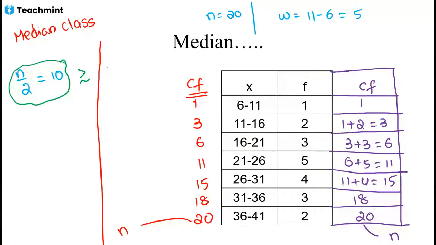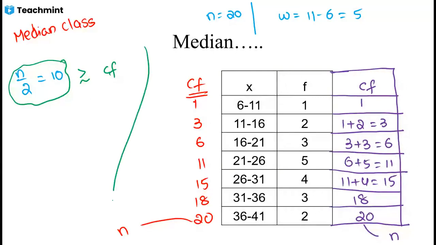Cumulative frequency, sorry. We need the cumulative frequency which is greater than 10 and near to 10. Which class is having greater than or equal to 10, near to that? It's not less than 10, it's greater than that and near to that.